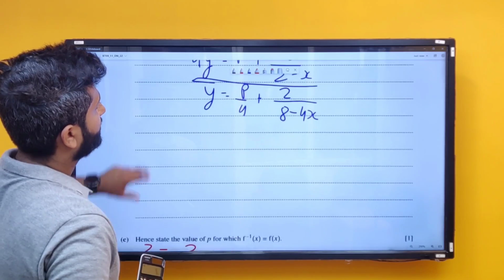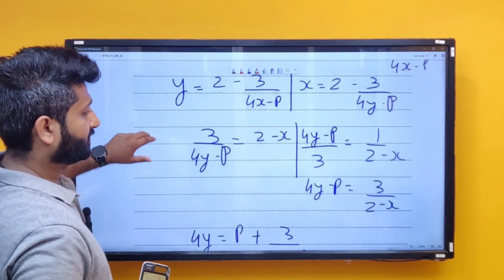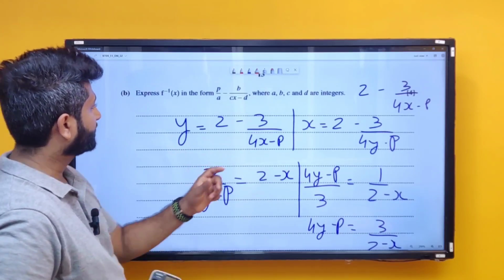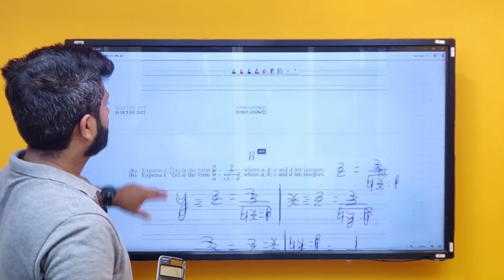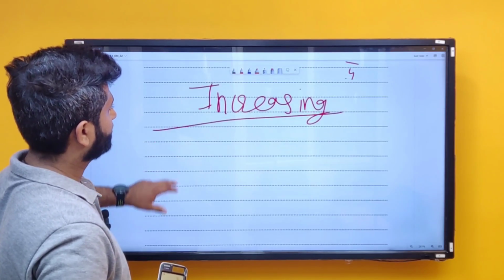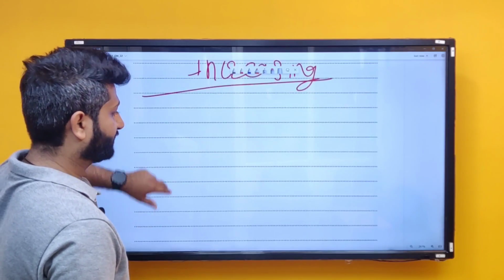plus, just a second, is it plus or is it minus? Just a second guys, I think I have made a small mistake. Let me just check. This is 4x minus p. Yes, this is again 4x minus p.